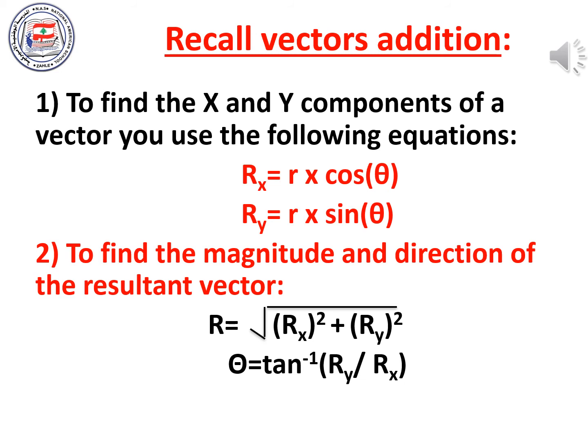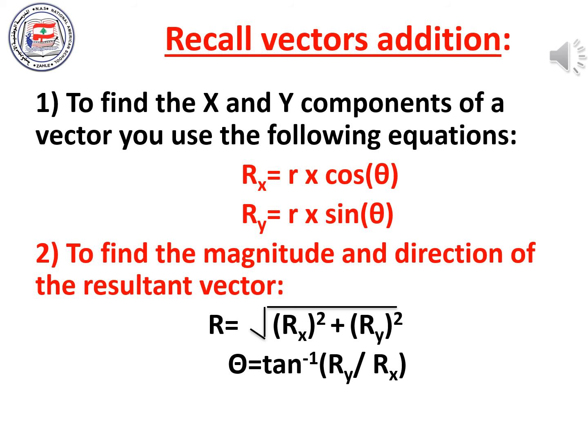In order to find the magnitude and the direction of the resultant vector, which will be the last step, we need to use the following equations. R, which is the magnitude, is equal to the square root of Rx squared plus Ry squared. So in order to find the magnitude of the resultant vector, we use the square root of the x component squared plus the y component squared. And in order to find the direction, which is the angle of the resultant vector, we use the following equation: theta equals tangent inverse of Ry over Rx. So tangent inverse of the y component over the x component. When we want to put tangent inverse on the calculator, we press shift tangent and not tangent to the power minus 1. Shift tangent, we get the inverse, and then we put the values of the y component over the x component.